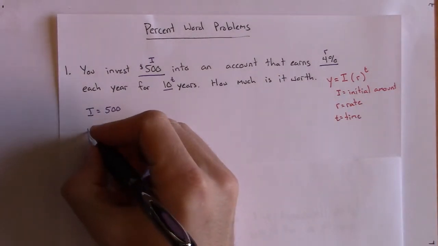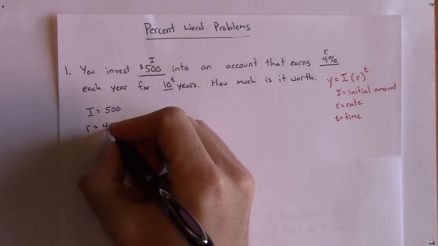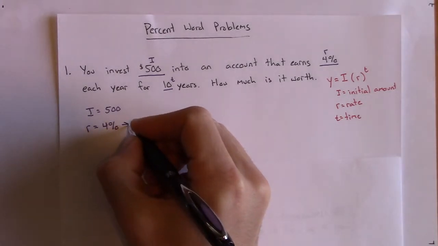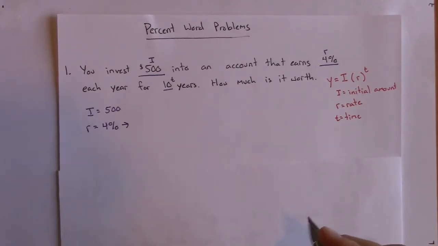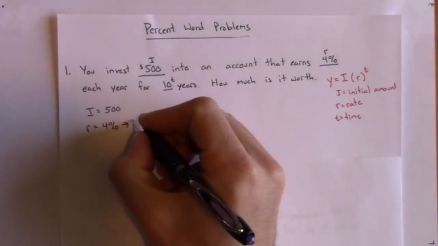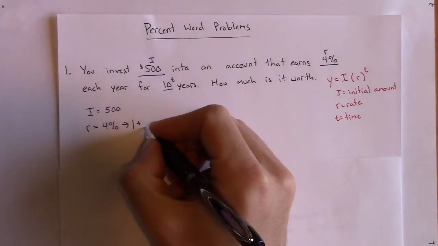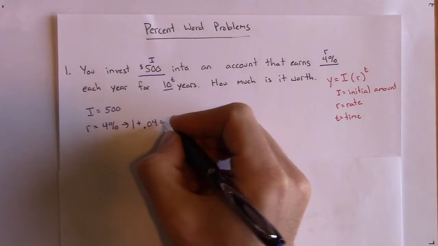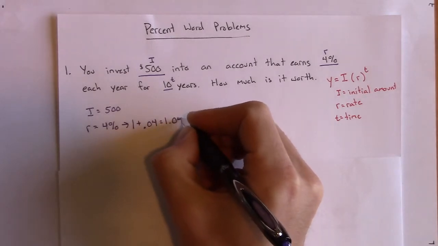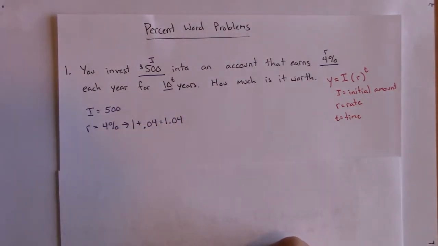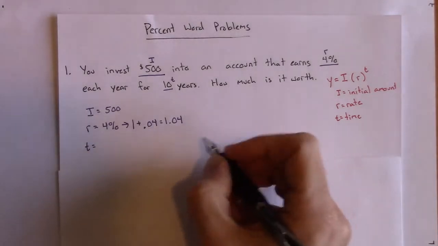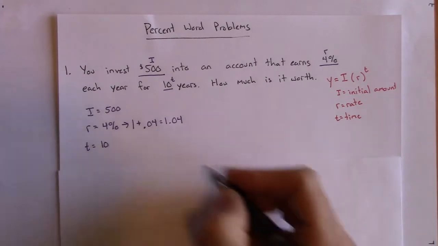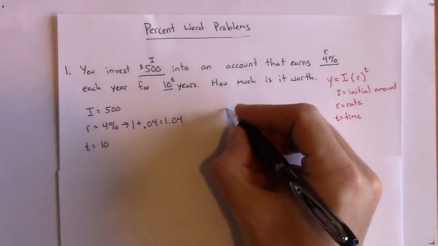So here's the way it's going to play out. My rate, that 4%, if I turn that into a decimal, 4% becomes 0.04, because I move the decimal place over twice. I need to do 1 plus that because I'm earning money. That means my multiplier for this problem is going to be 1.04. And then lastly, T, or my time, is going to be 10. Okay? So I can come over here and write my equation.